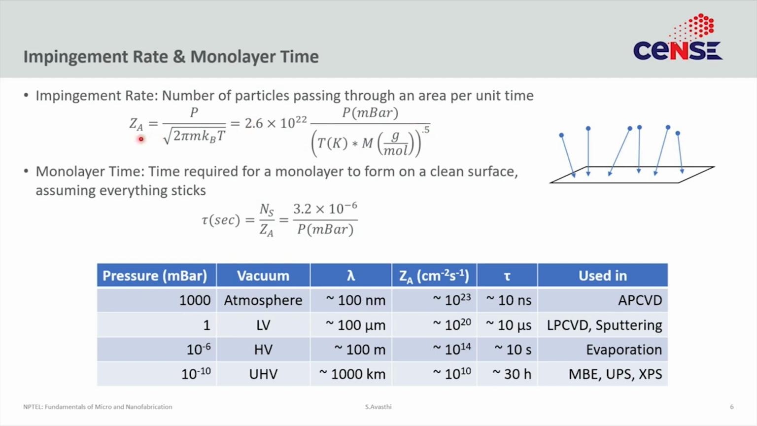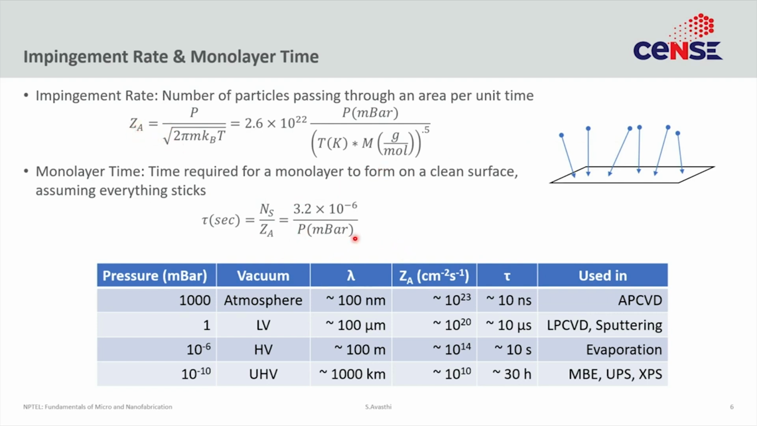Now once you know the impingement rate, you can calculate one more interesting quantity, which is the monolayer time, or time to a monolayer. This is the time required to form a monolayer on top of an imaginary surface, assuming each of these atoms that is impinging on the surface sticks. So if everything that impinges sticks, how long before I form a monolayer? That formula is just the inverse of the impingement rate and is given by this.